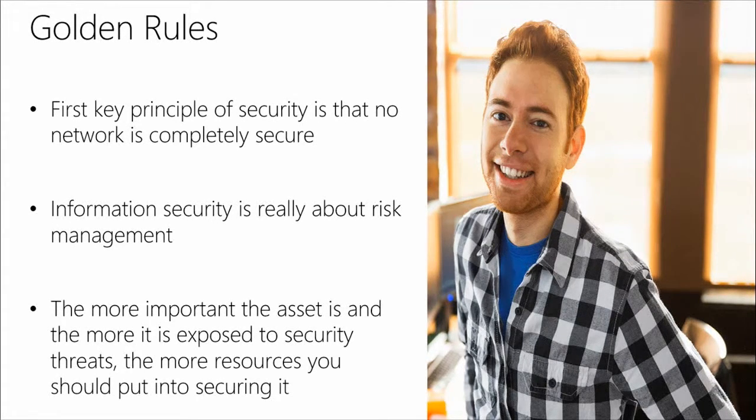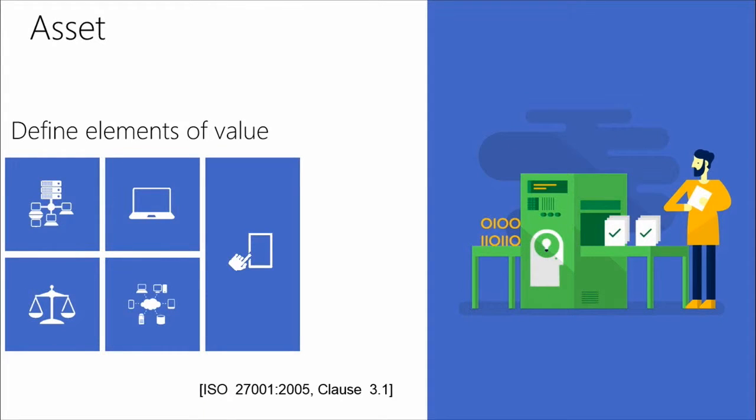So to be able to do risk management, we should understand some key principles. What are the key principles? First of all, we should identify our assets. What is an asset again? An asset is defined as elements of value.